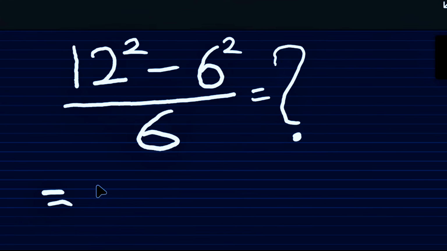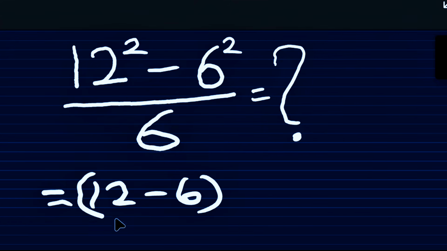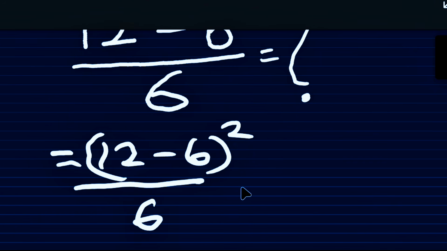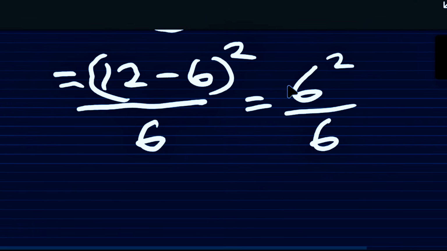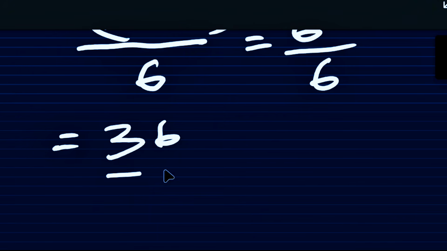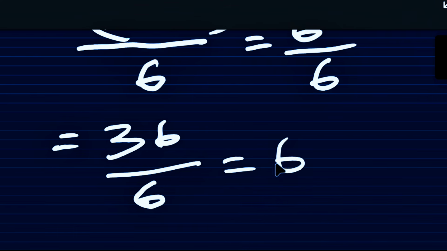This equals 12 minus 6 all squared. Then divide by 6. And this equals 12 minus 6 gives us 6 squared. This square here, divide by 6. From here, 6 squared equals 36. Divide by 6. And 36 divided by 6 equals 6. But this is totally wrong.